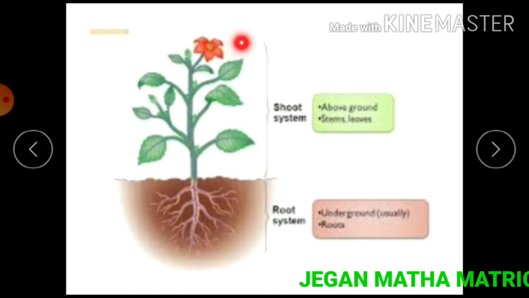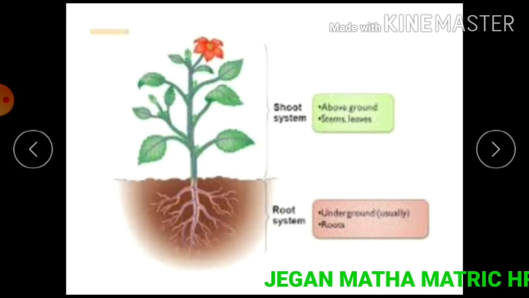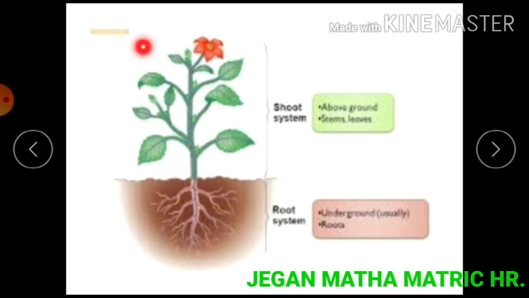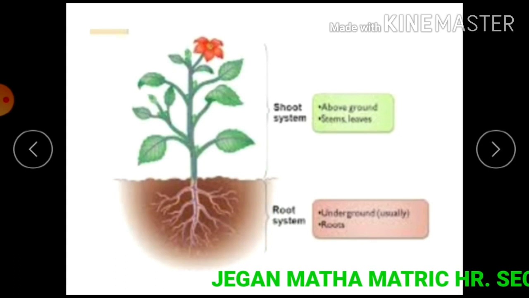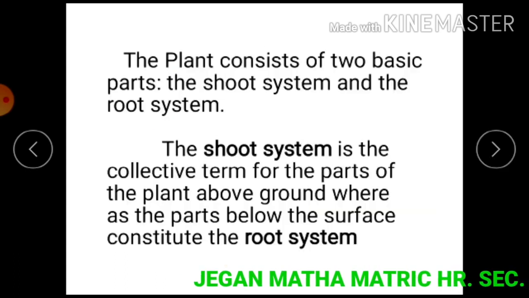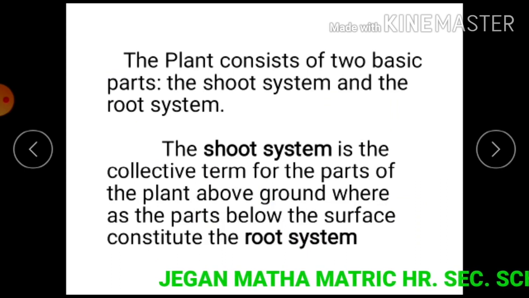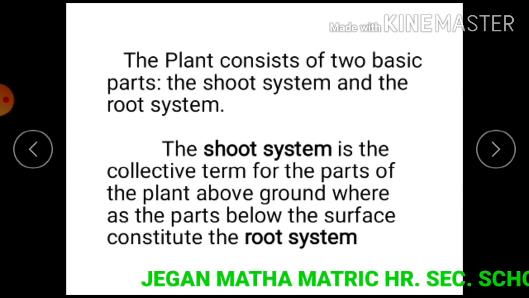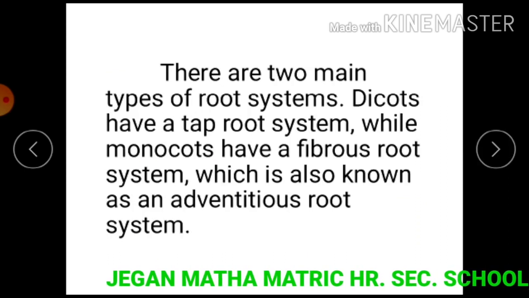This is a plant. The plant consists of two basic parts, the shoot system and the root system. The shoot system is a collective term for the parts of the plant above ground, whereas the parts below the surface constitute the root system.